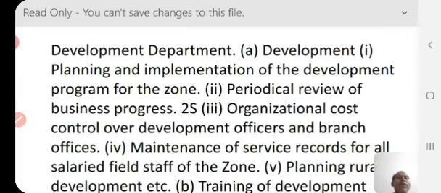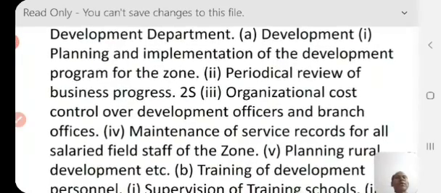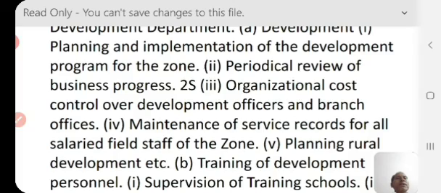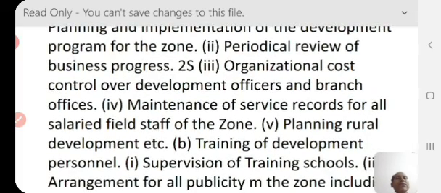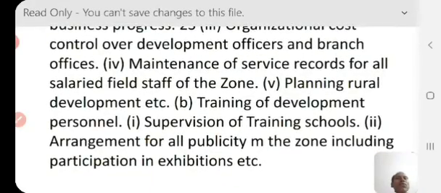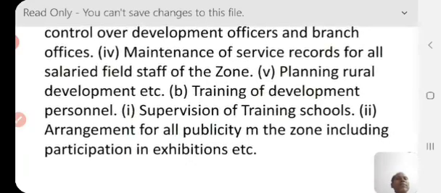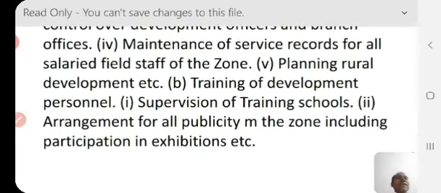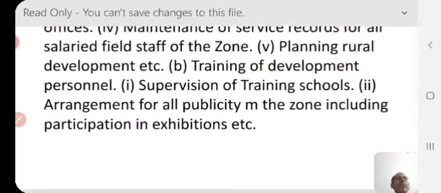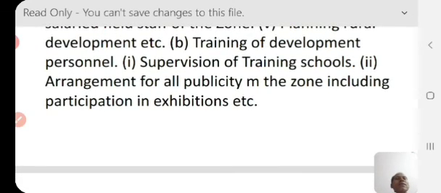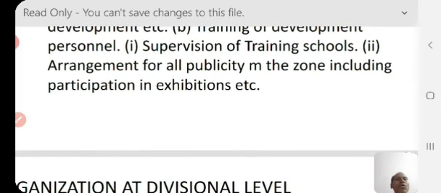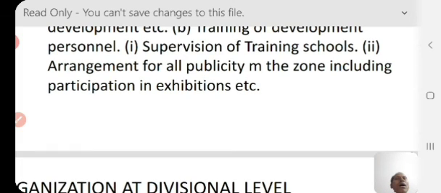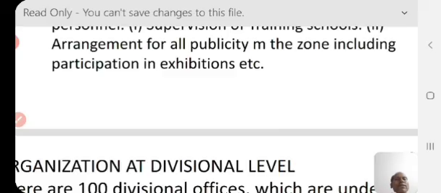Next, development department. Under the development department: planning and implementation of development, periodical review of the business progress, organizational cost control over development officers, maintenance of service records for all salaried field staff in the zone, planning the rural development, etc., training of development personnel, supervision of training schools, arrangement for the publicity in the zone, including participation in exhibitions.